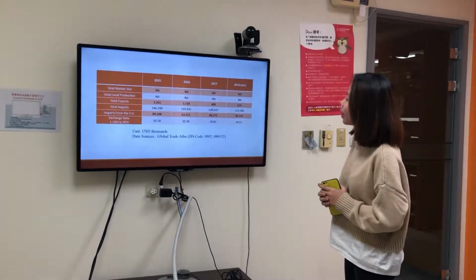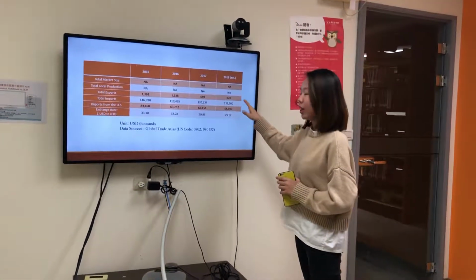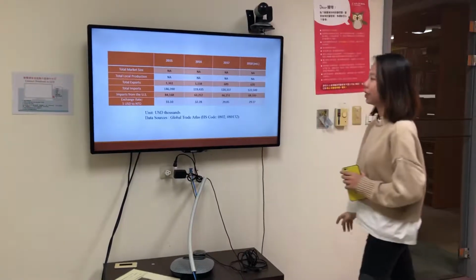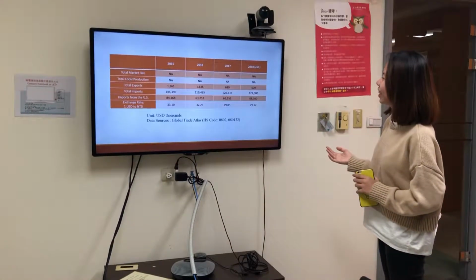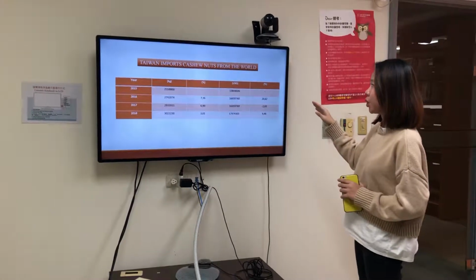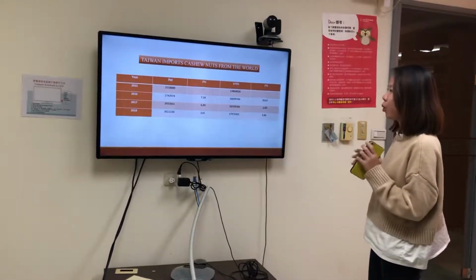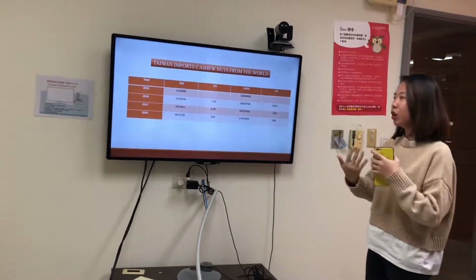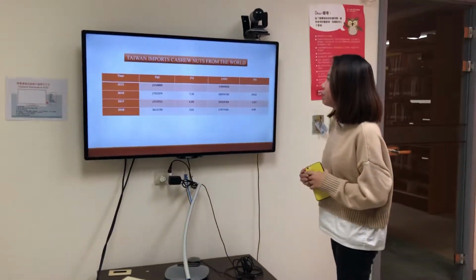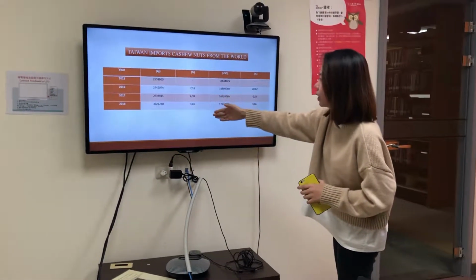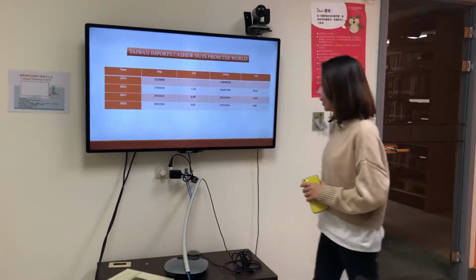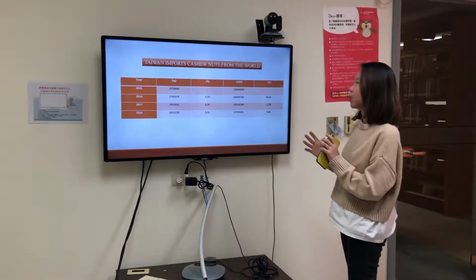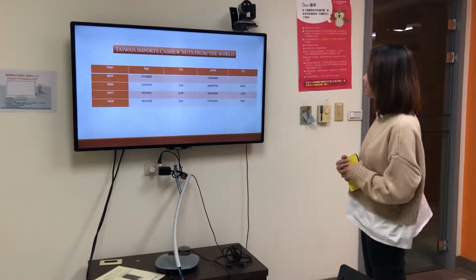And next is the tree nuts in Taiwan, the total import from 2015 to 2018. And this is what Taiwan imports, cashew nuts from the world, because Taiwan doesn't produce tree nuts, especially cashew nuts, so it imports from other countries around the world. And from 2015 to 2018, the kilograms imported to Taiwan are very high.